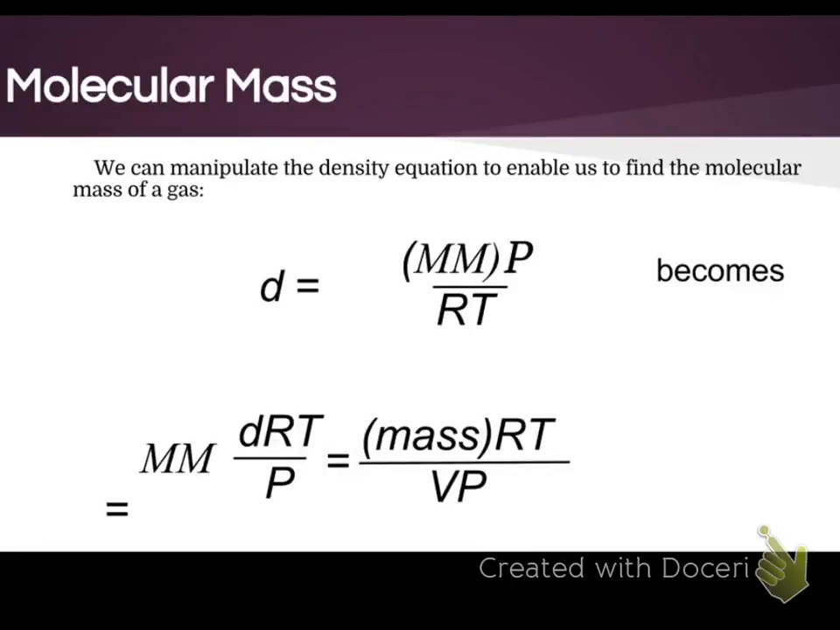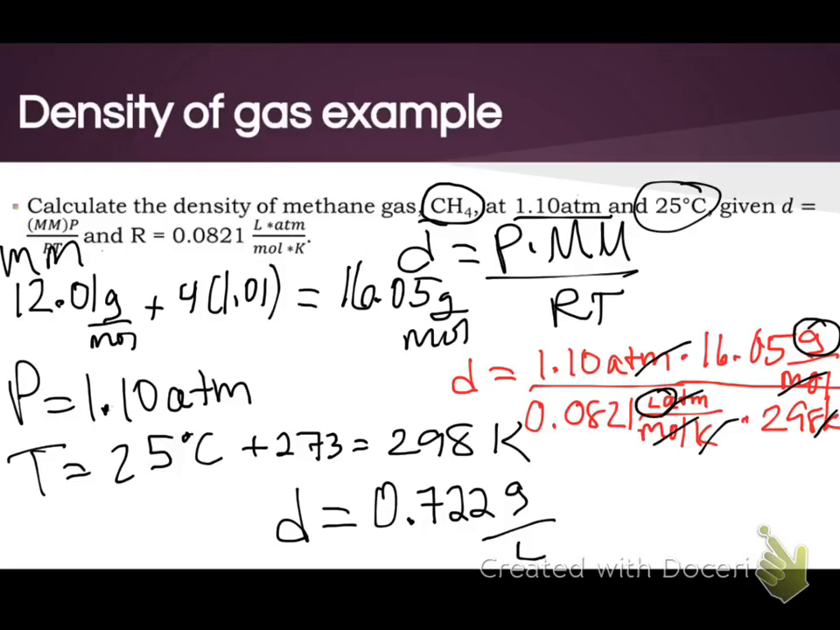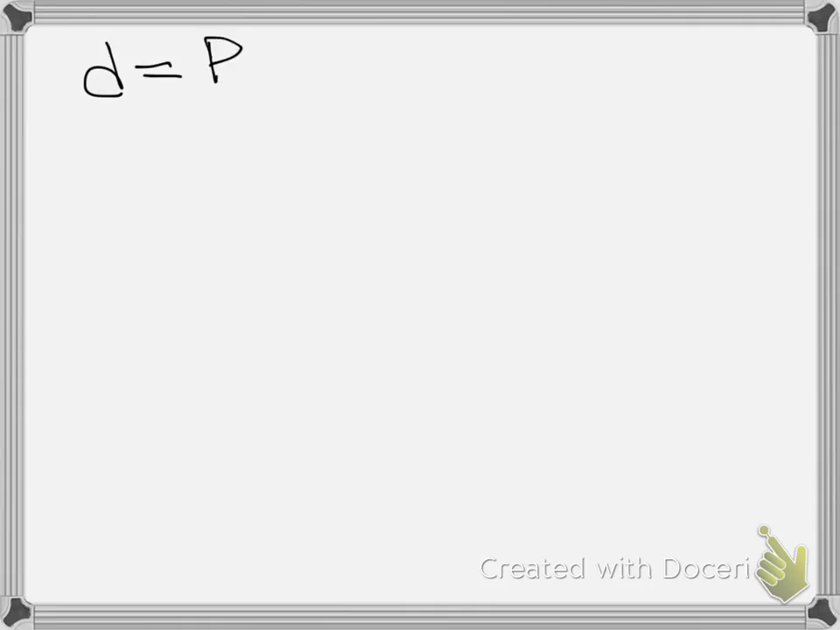Okay, so since this didn't align properly, I'm going to erase this, and I'm going to show you how this equation gets figured out. So if density is, what do we say? Pressure times the molar mass divided by RT.